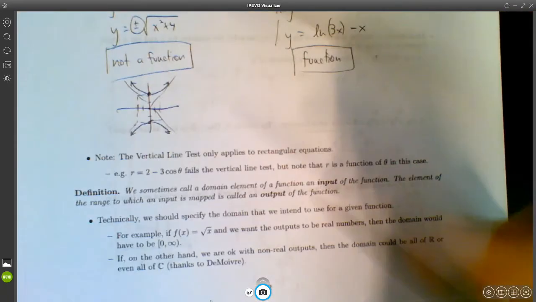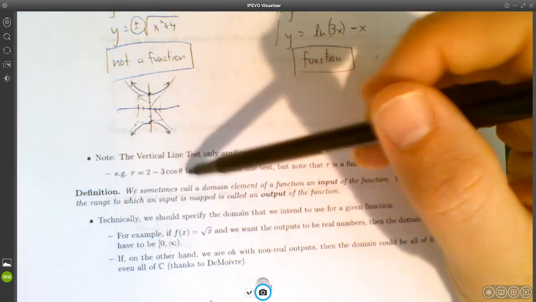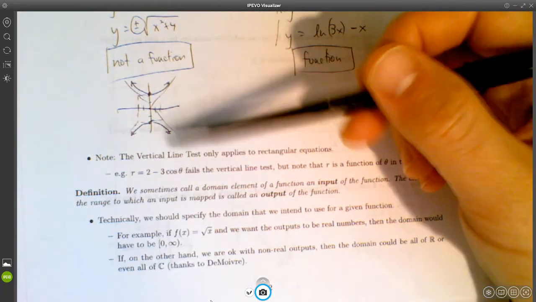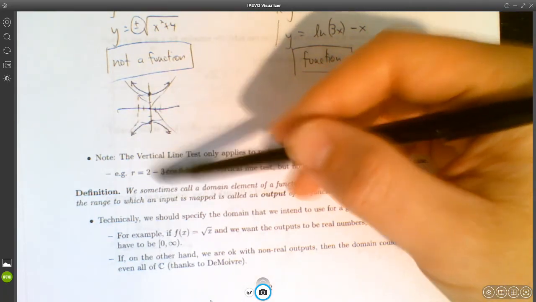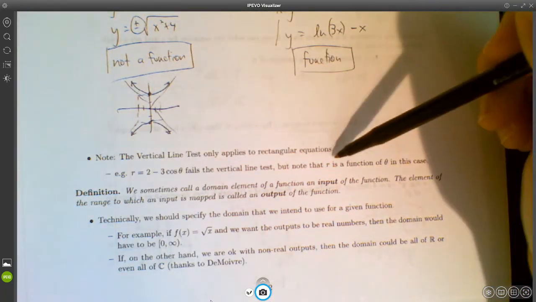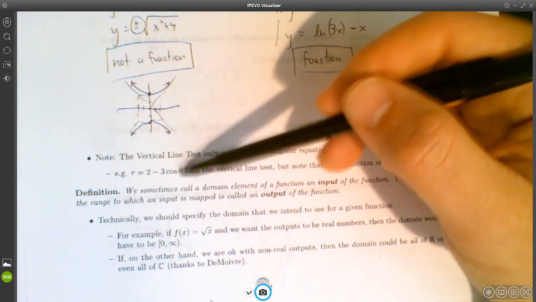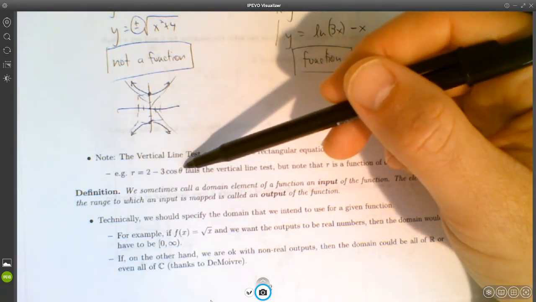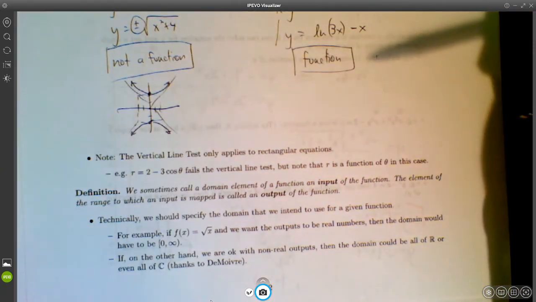One thing that I'll point out is that the vertical line test only applies to rectangular equations. If you were dealing with a polar equation like r equals 2 minus 3 cosine theta, this thing would be a limaçon, right? a over b is 2/3, which is less than 1, so it's going to be a limaçon with an inner loop. So it's definitely going to fail the vertical line test. But note that r is definitely a function of theta, right? For each value of theta, you're only going to get one output value for r. So this is a function. It's just that it's a polar function, and so the vertical line test doesn't really apply anymore.